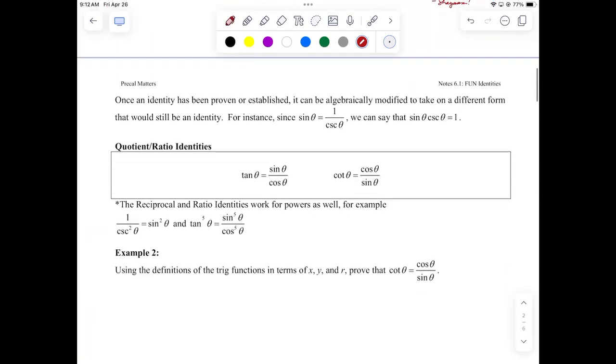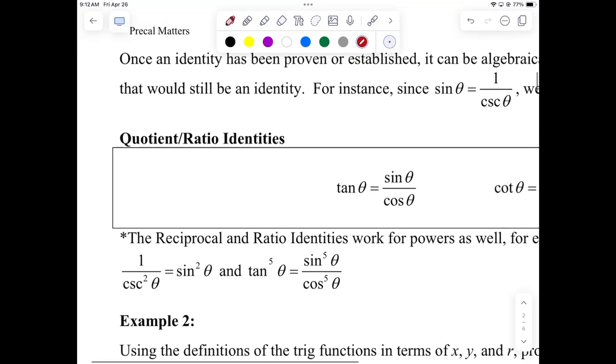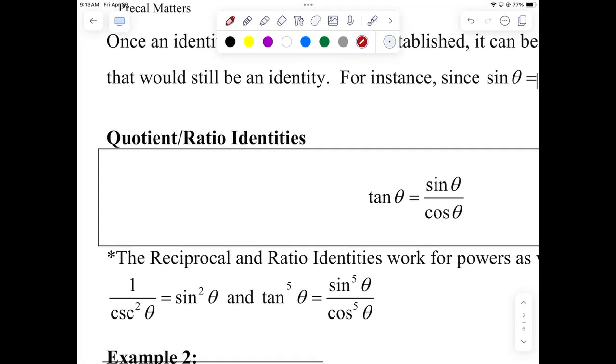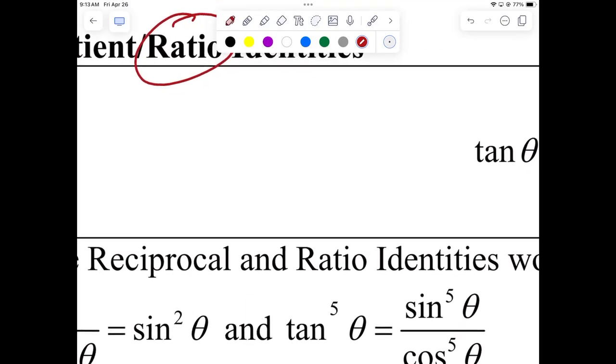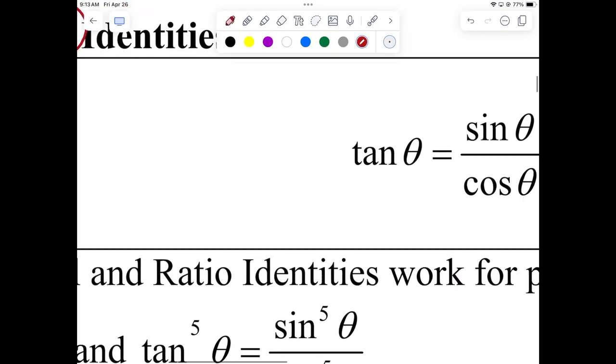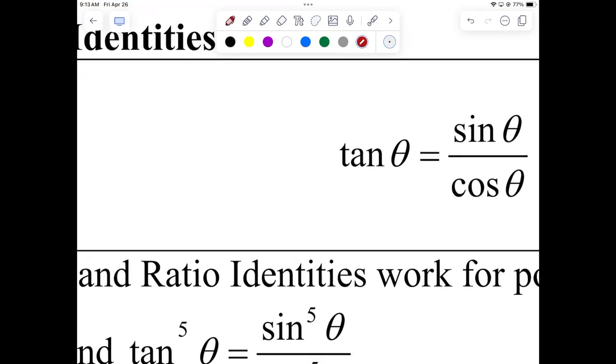All right. Let's look at the next set of identities, which guess what? You already know. We're just giving a name to them. We got the reciprocal identities, and now we have the quotient identities, or I like to call them the ratio identities because they are ratios. All right, what is tangent? Tangent's y over x, but that's the same as what? Sine over cosine, because on the unit circle isn't sine y, and x is cosine? So if tangent's y over x, and y is sine, and x is cosine, then tangent is sine over cosine.